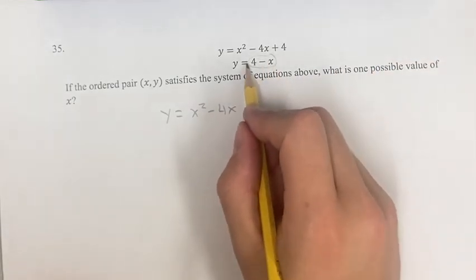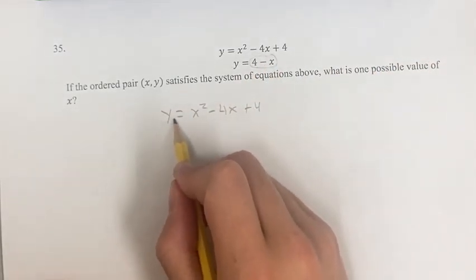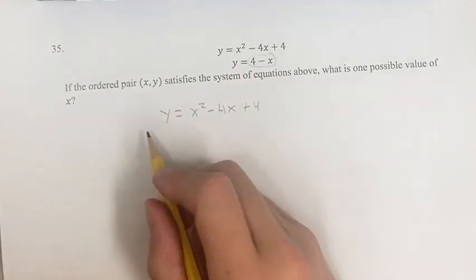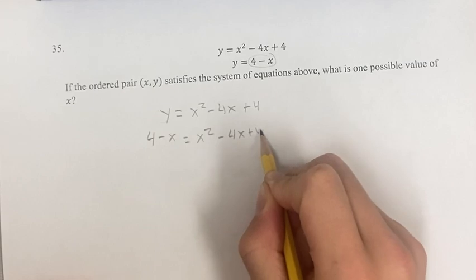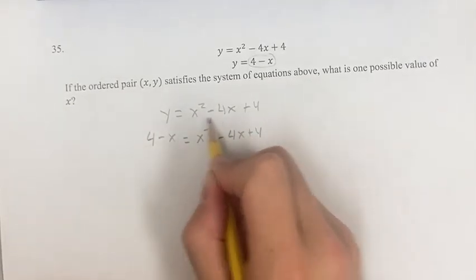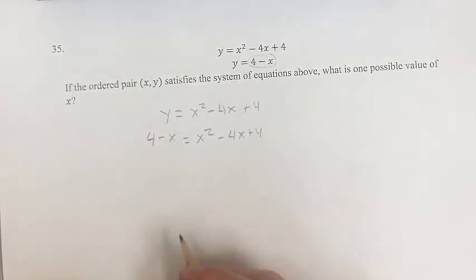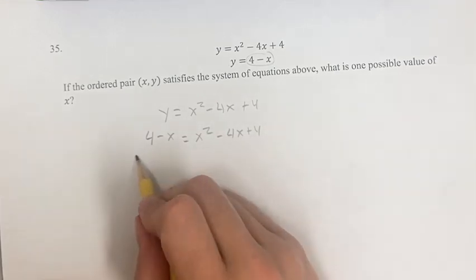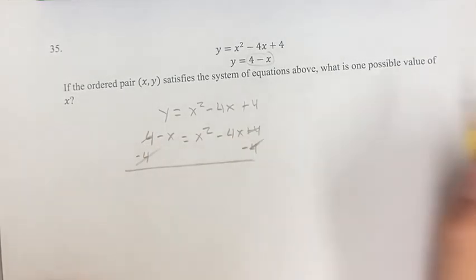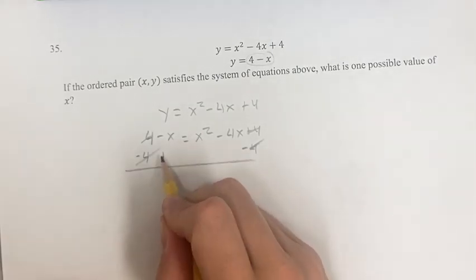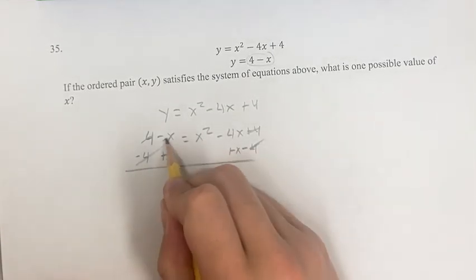So we can plug in 4 minus x for y in this other equation because we know they're equal. So 4 minus x is equal to x squared minus 4x plus 4. Now we have one equation, one variable, we can solve for that variable. So the first thing, if we subtract 4 from both sides, these cancel and these cancel. And if we add x to both sides, these cancel.